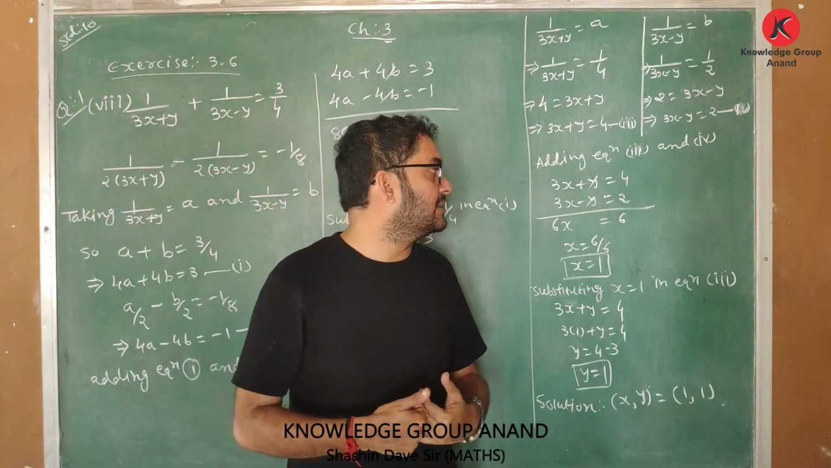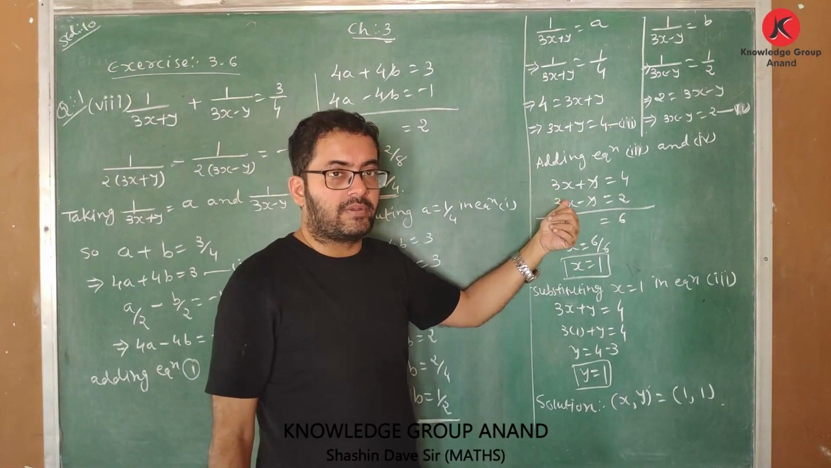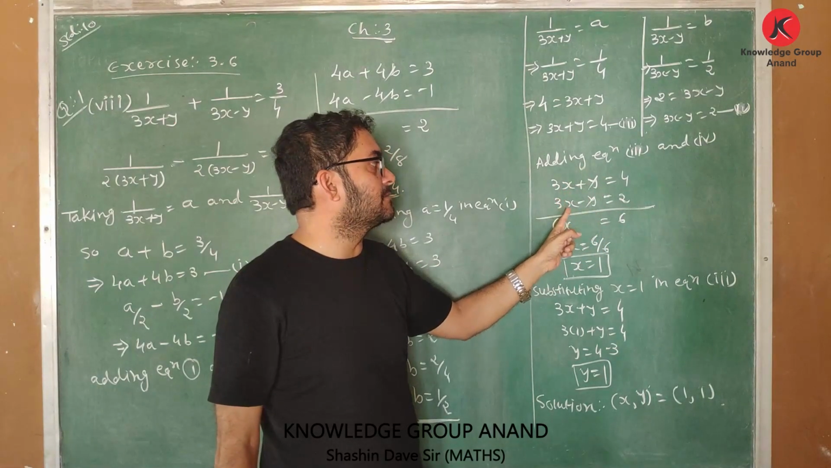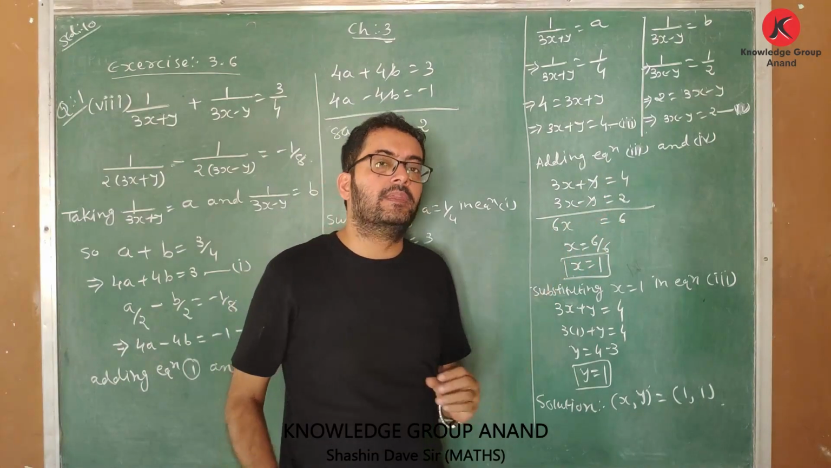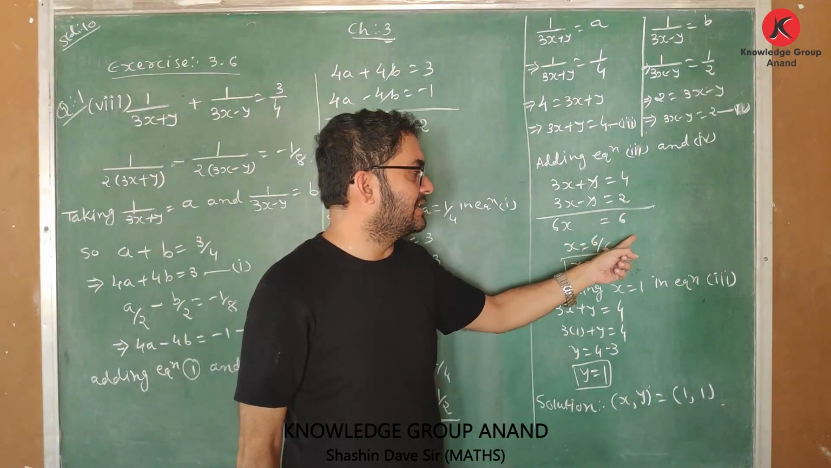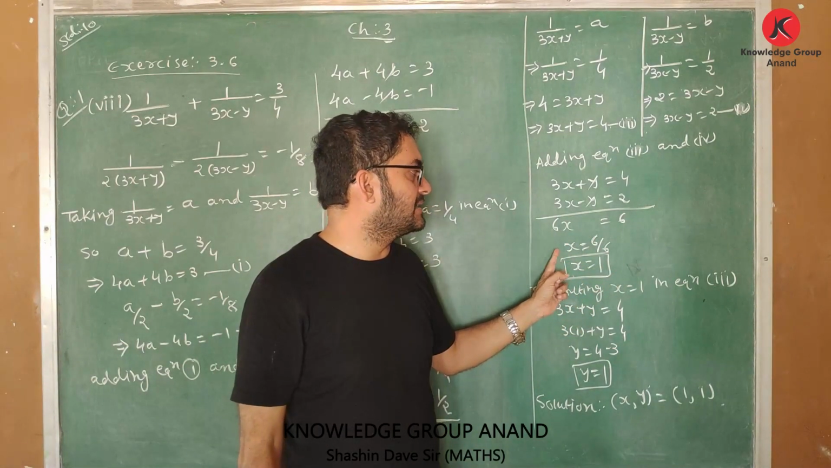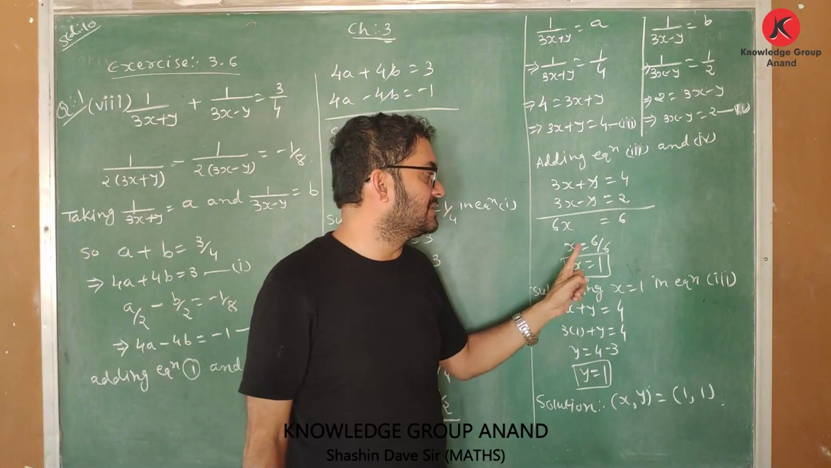So no need to change the sign. The y part got easily eliminated. After eliminating y part, you can see 3x plus 3x gives me 6x and 4 plus 2 gives 6. So in short, I have value of 6x as 6. That means value of x is 6 upon 6. 6 upon 6 is 1.